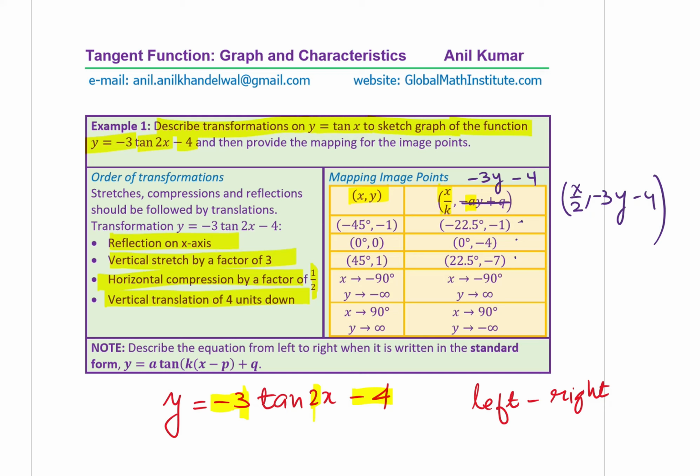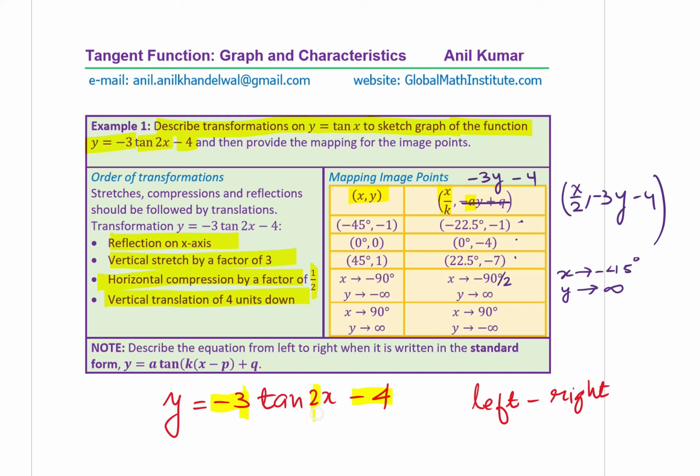Now let's look into the vertical asymptotes. On the graph of tan x, when x approaches minus 90 degrees, y approaches negative infinity. On the other hand, on the transformed function, the x value gets divided by 2. So when x approaches minus 90 divided by 2, that is to say, when x approaches minus 45 degrees, in that case, y approaches positive infinity because of that minus 3, right? It is going to reflect it, correct?